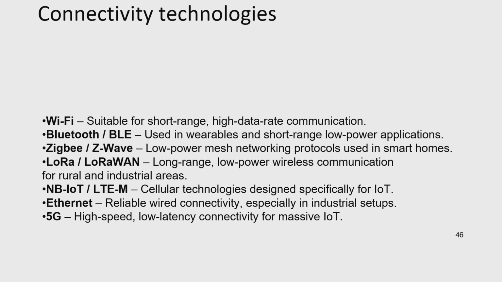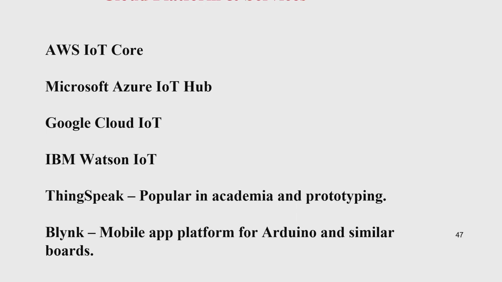Ethernet is reliable wired connectivity, especially in industrial setups; this is a wired connectivity. And nowadays we are talking about 5G, like people are using 4G mobile, 5G mobile, high speed, low latency connectivity for massive IoT. So latency means there is not much delay between getting some input and giving a response. If the time between input and response can be reduced, that means we have low latency.